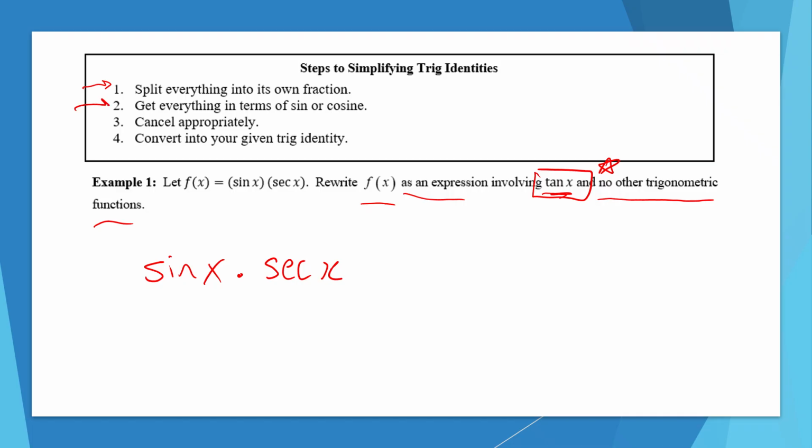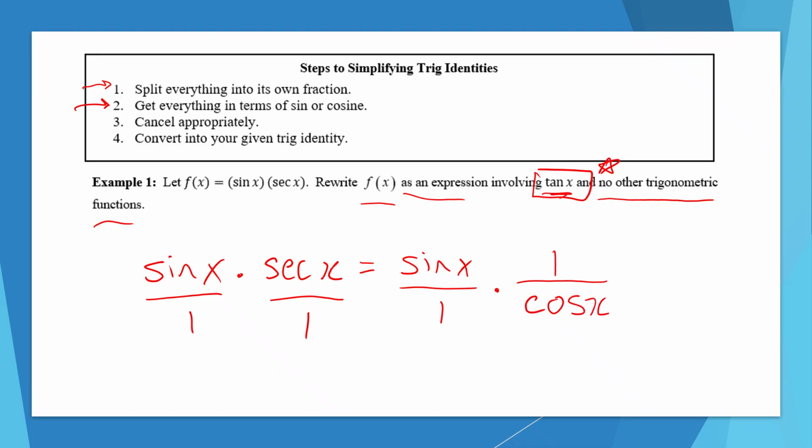Then get everything in terms of sine or cosine. So I'm going to rewrite this as sine of x is already in terms of sine. I'm just going to put it over 1 as well because I want to put these in fractions. And secant is the reciprocal of cosine. So I'm going to rewrite that as 1 over cosine x. Then we want to cancel appropriately here. We don't see anything that you can really cancel.